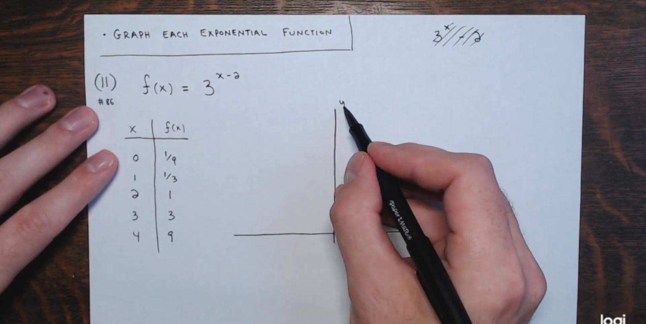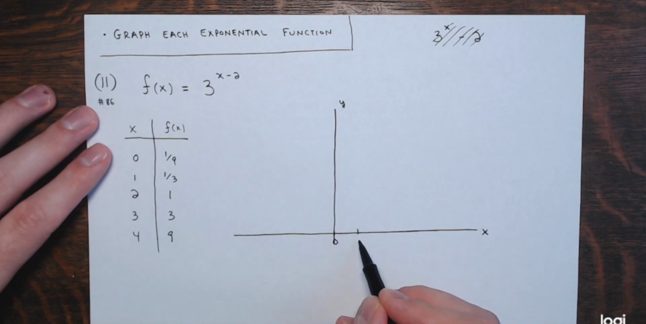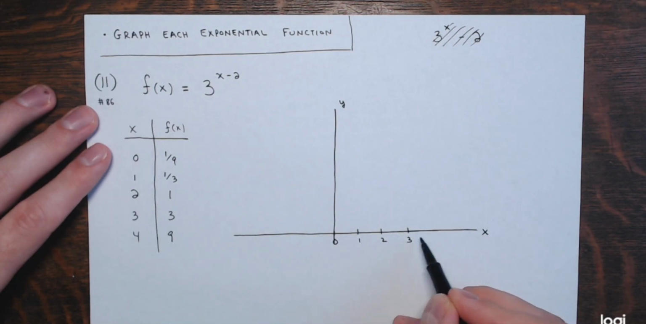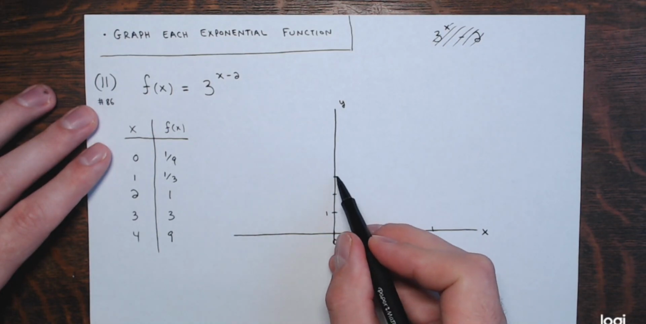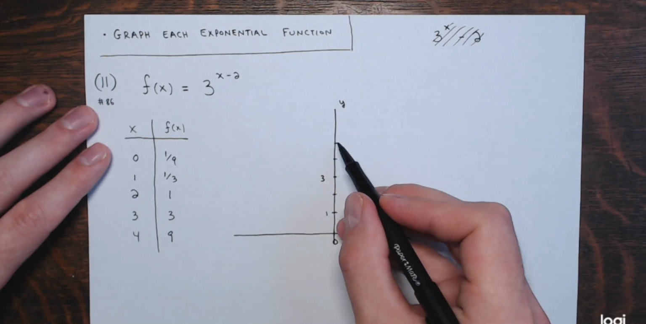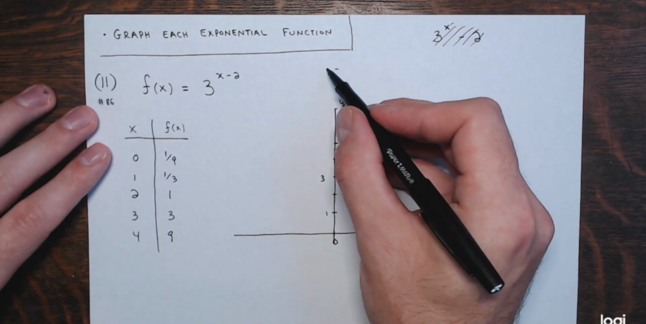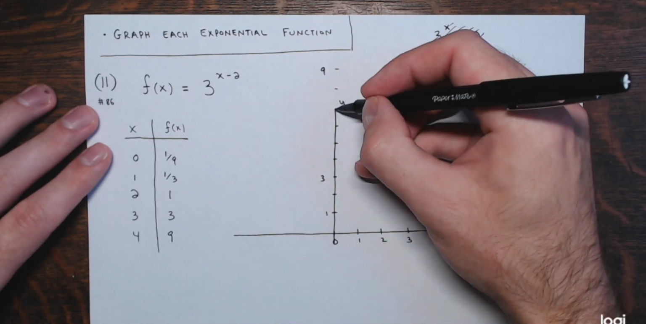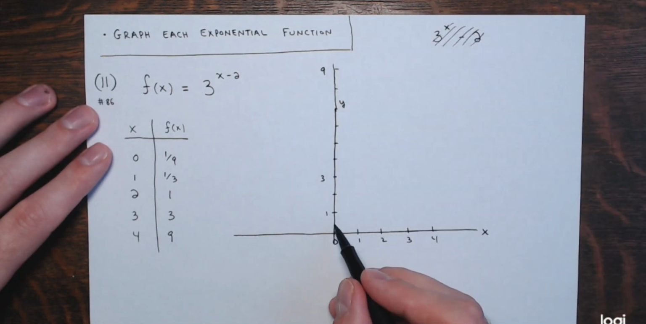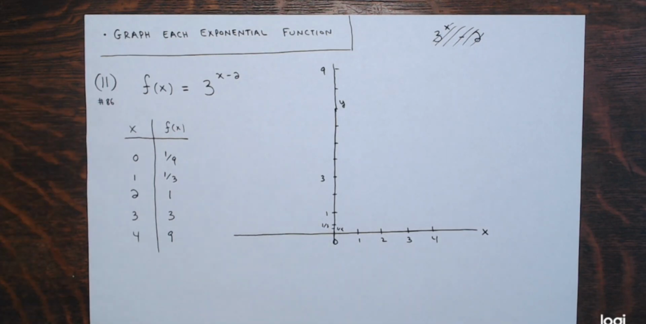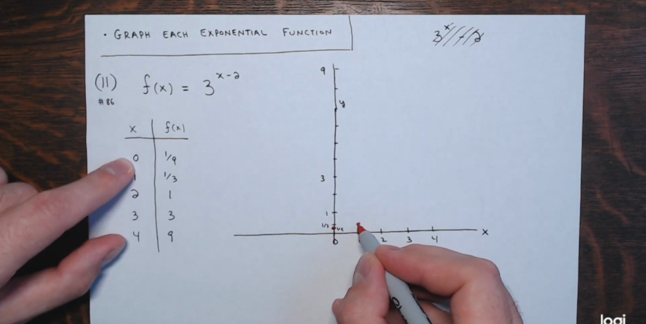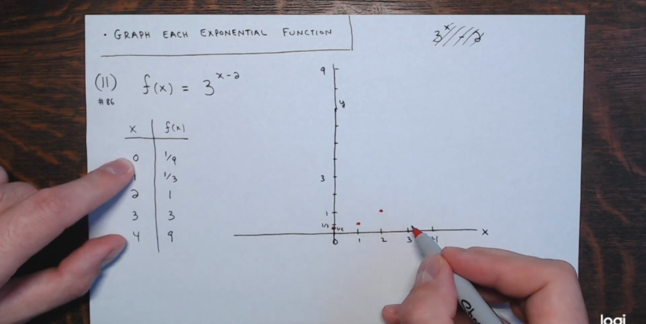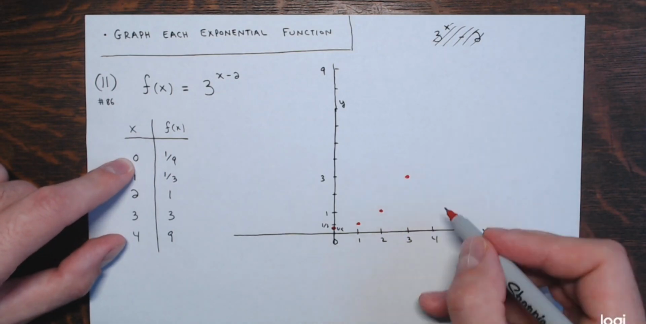And again, making a rough sketch here where I'm plugging in 0, 1, 2, 3, and 4, and have outputs of 1/9, 1/3, 1, 3, 9. Right? So plugging in 0 gives me 1/9. Plugging in 1 gives me 1/3. Plugging in 2 gives me 1. 3 gives me 3. And 4 gives me 9.